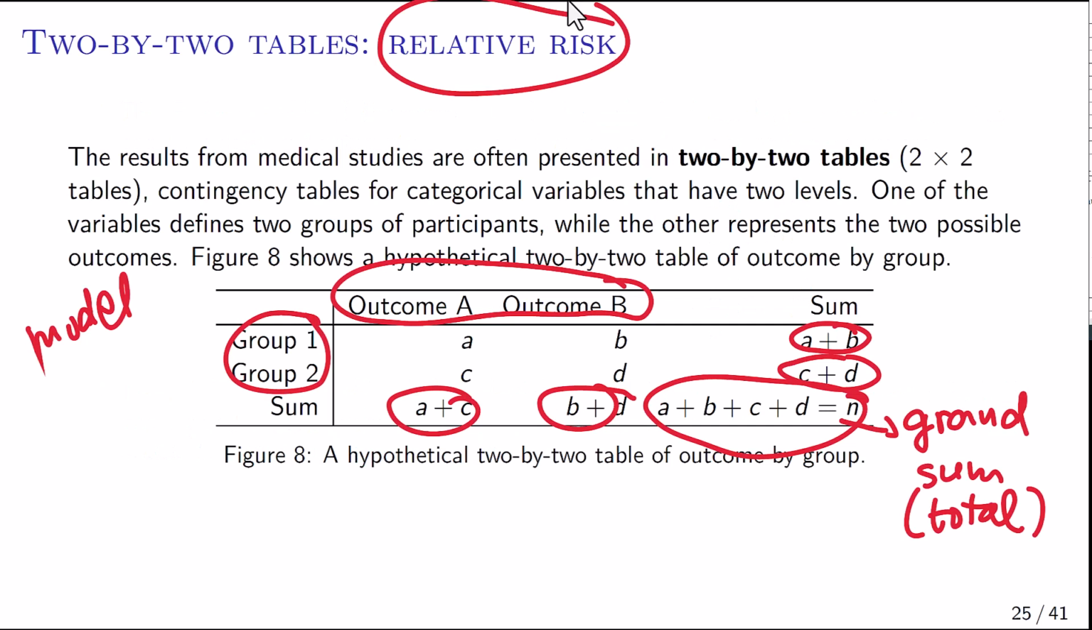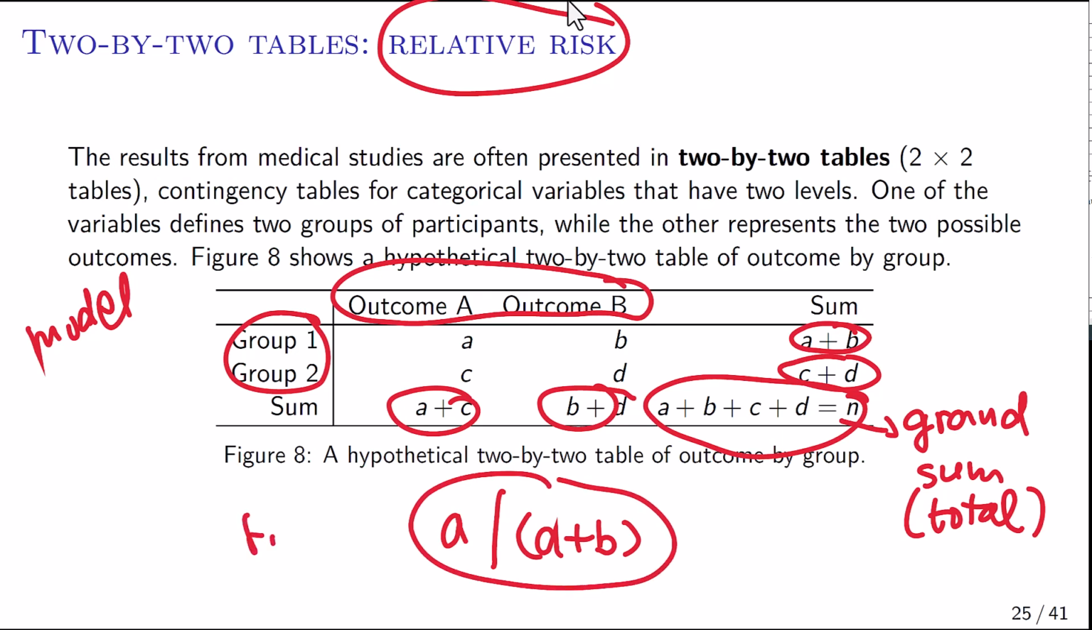First, we're talking about the risk. For group 1, what is the risk of outcome A? That means for group 1, the total is a plus b, right? And then we observed little a of outcome A. That's the risk of outcome A, the proportion of outcome A in group 1. And then for group 2, the same thing, right? To get outcome A is c over c plus d.